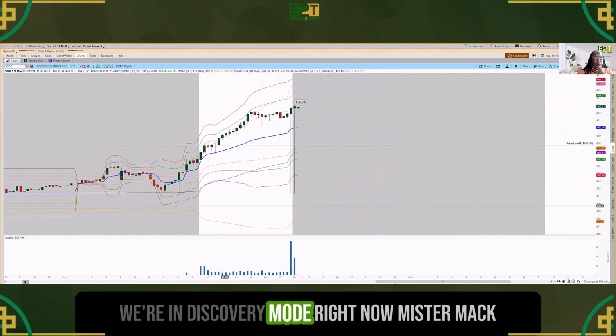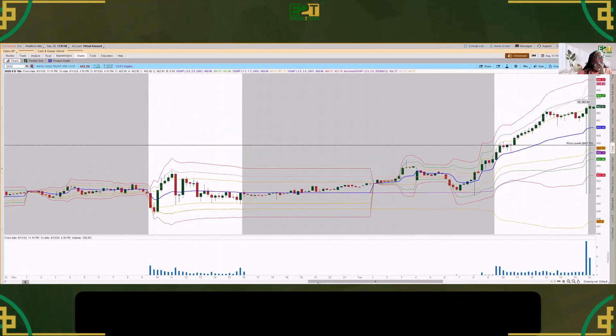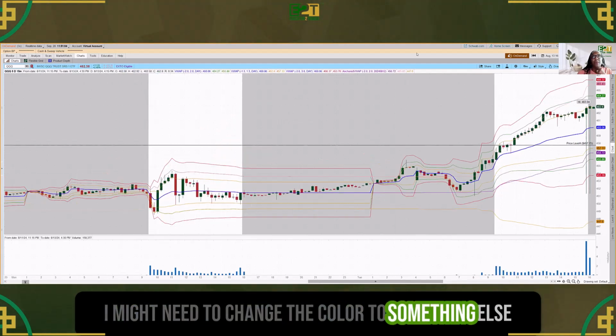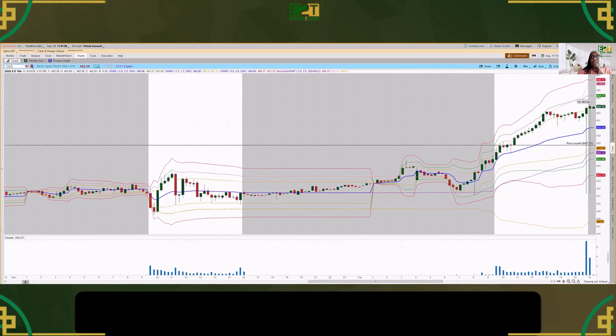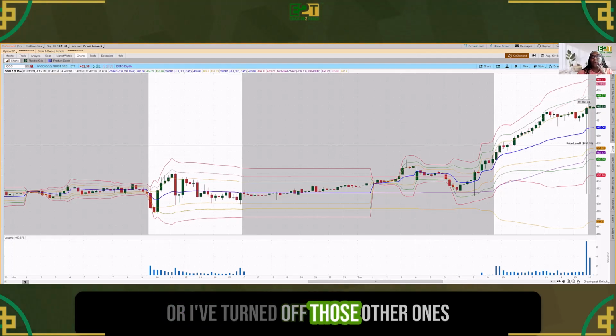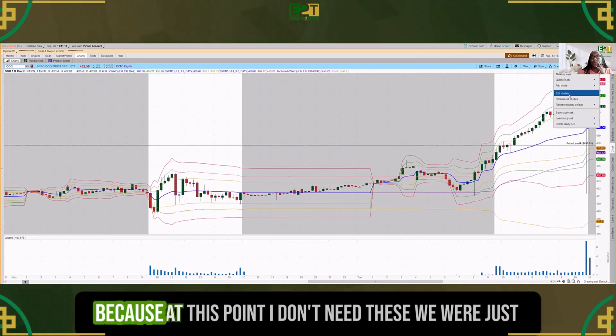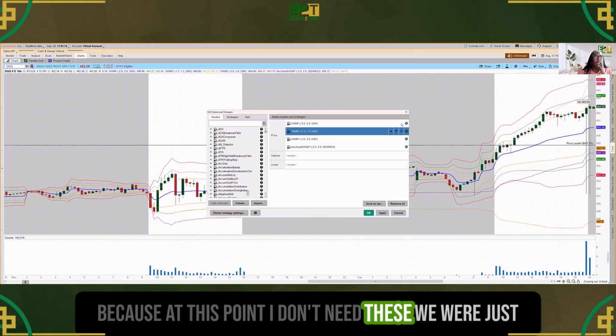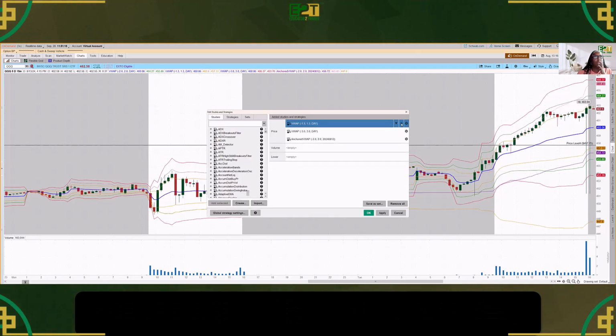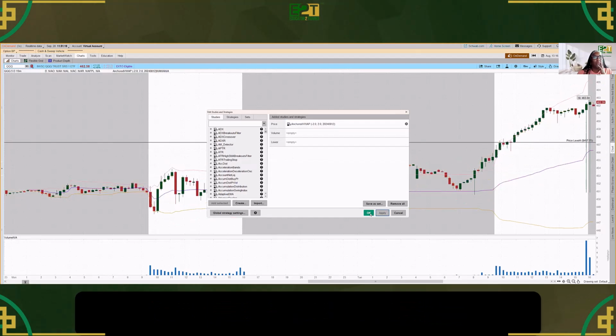We're in discovery mode right now, Mr. Mac. I might need to change the color to something else. That way we can see the difference. Or I turn off those other ones. Because at this point, I don't need these. We were just looking there. Okay, so this is the only one that's left.